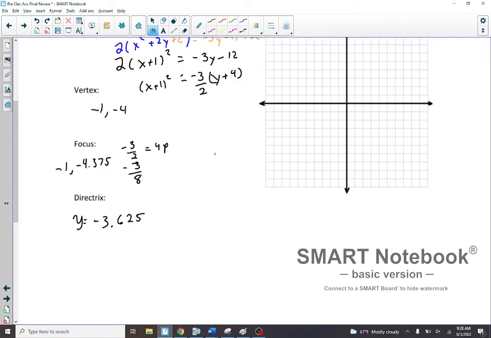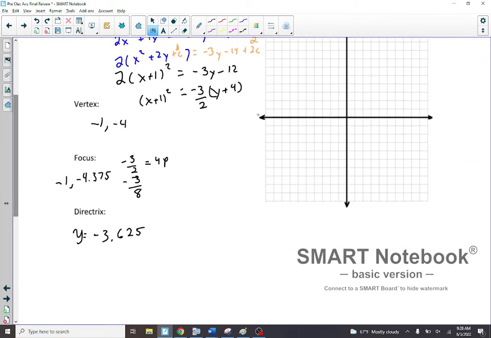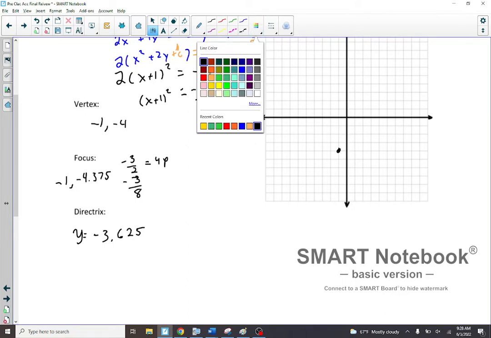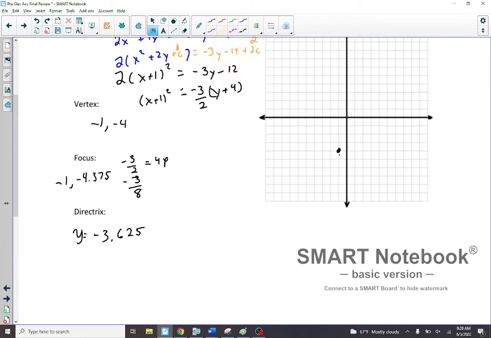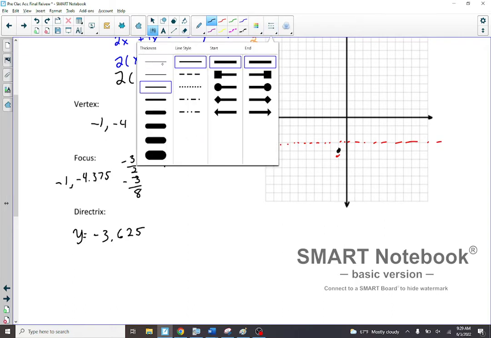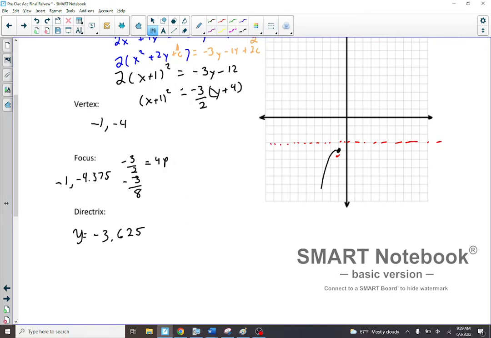All right, so let's continue from here. Negative 1, negative 4. So left 1, down 4. 1, 2, 3, 4 is the vertex. The focus, which is barely a little bit past it, is going to be over here, a little below it. The directrix, which is barely above it, over here. And then the line itself will be from here facing downwards.